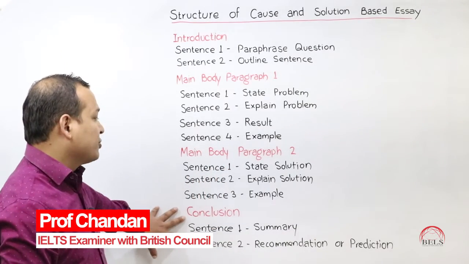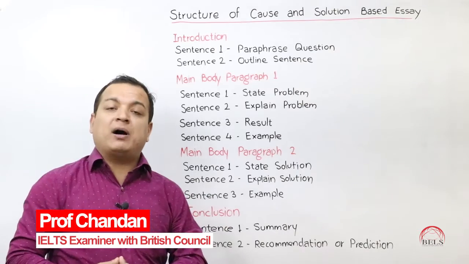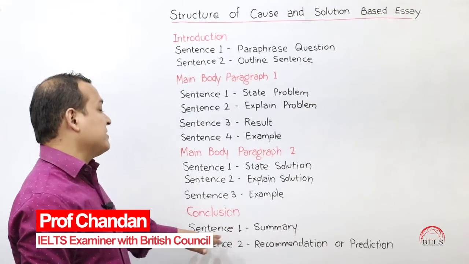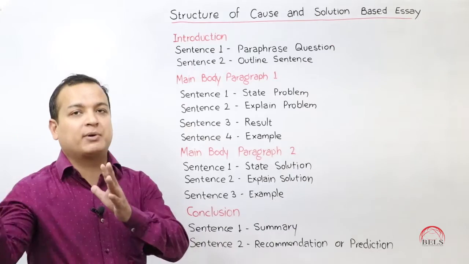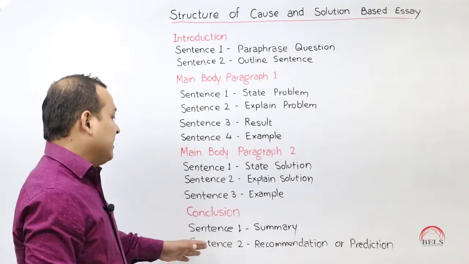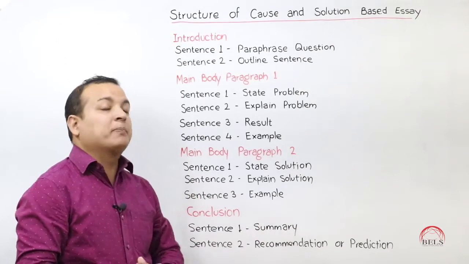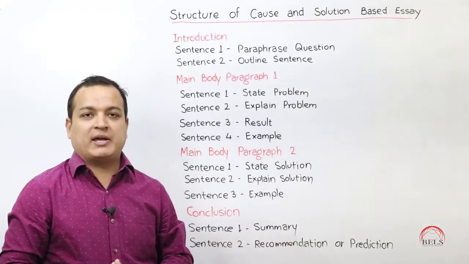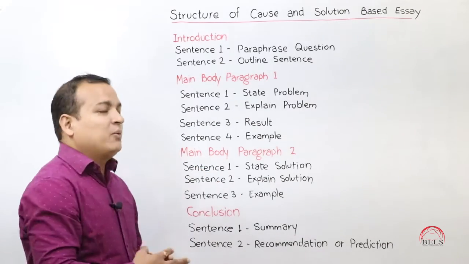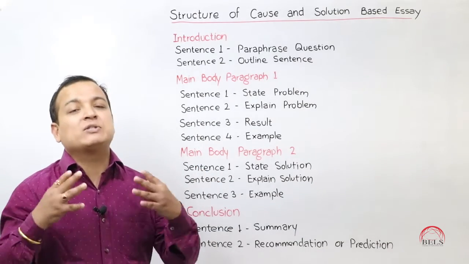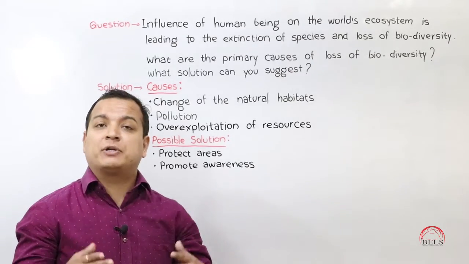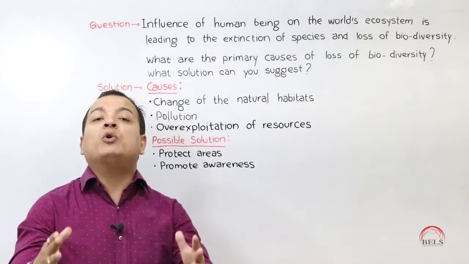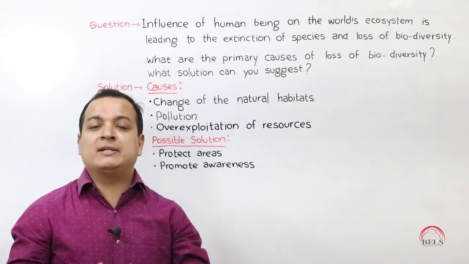Now finally, the conclusion part. In the conclusion part, you can use 2 sentences. The first sentence is the overall summary, to recapitulate the overall summary of whatever you have written. And sentence 2, you will give the recommendation or prediction, what will happen in that case. So this is the way we should deal with the cause and solution based essay. As per this structure, we have discussed the cause and solution before. I am going to explain that structure in detail.